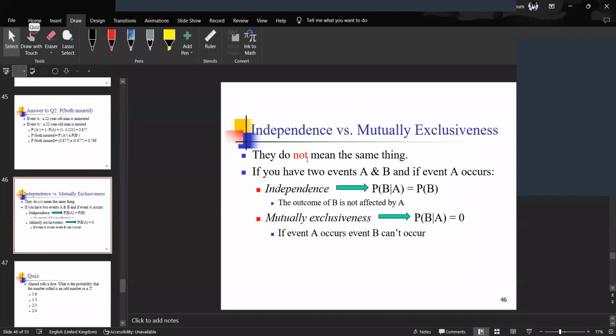All right. Now, independence is not the same as mutually exclusive. If you have two events, A and B, independence is where A does not affect B, whereas mutually exclusive is where A and B can't happen together.